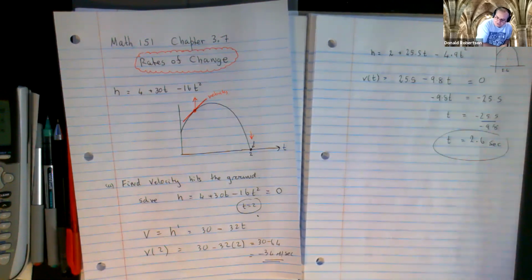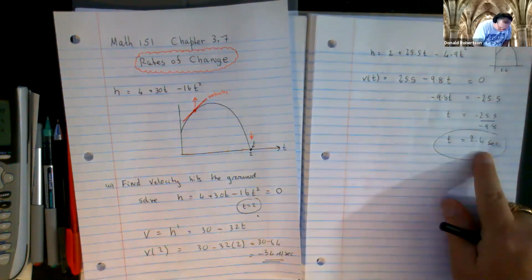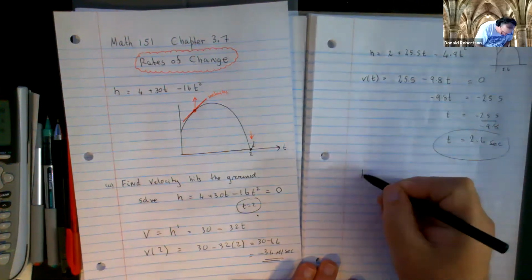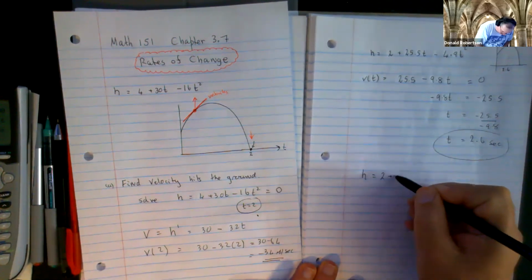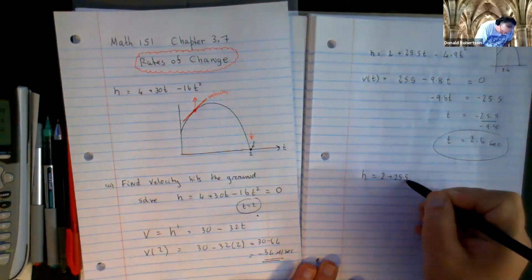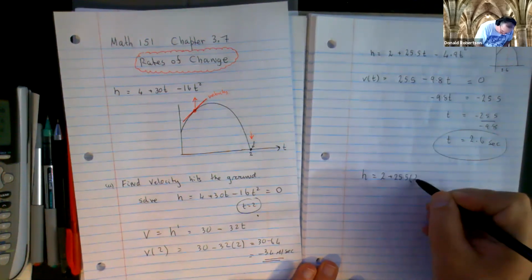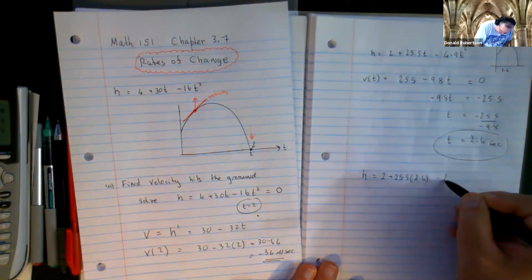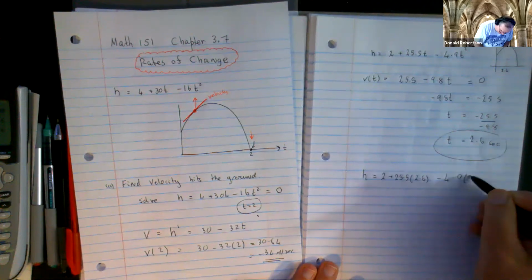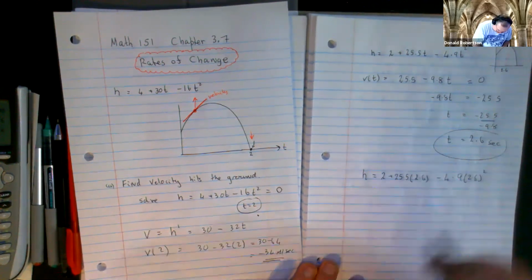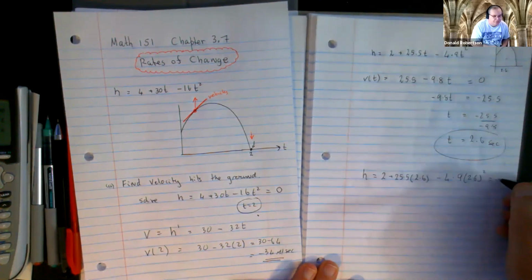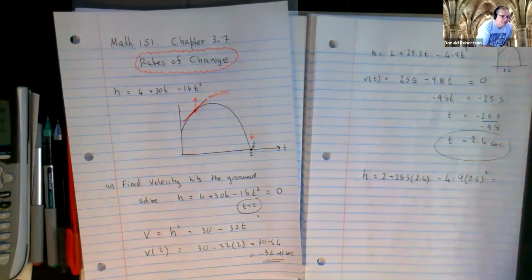Now, suppose the question then said, I'd like to know what the highest point is, right? How high up did that rock go? Well, I know when it happened. Won't the height just be 2 plus 25.5 times 2.6, take away 4.9 times 2.6 squared? I'm not doing that, but would you agree that would just be an answer and you would get it, right?